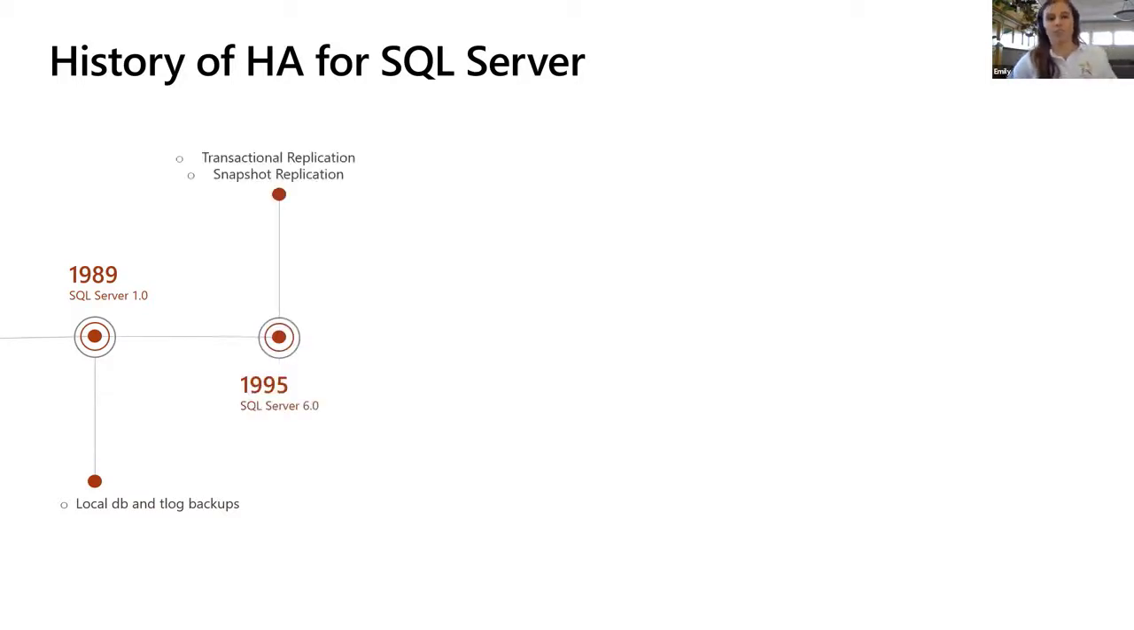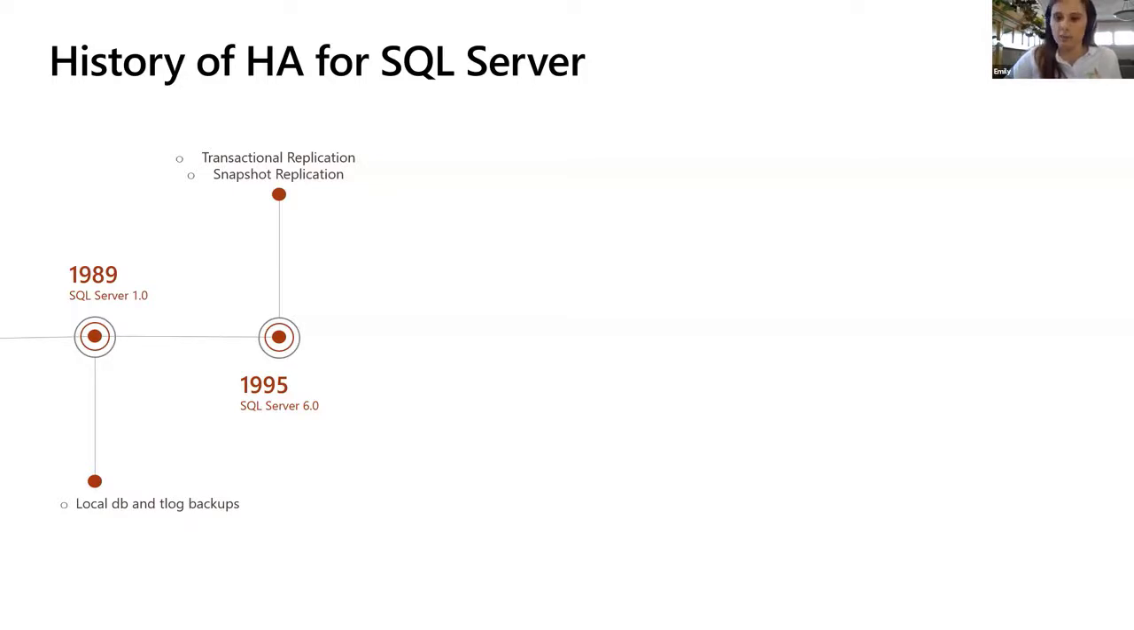Next, after a few editions of SQL Server, in SQL Server 6 in 1995, this is when replication was first introduced for SQL Server. And what this means is this was the first time that we provided the ability to set up another server and send data from your primary database to a different server. And this was often used to have some read workloads offloaded to this other server, but it also could be used as a starting point for high availability.